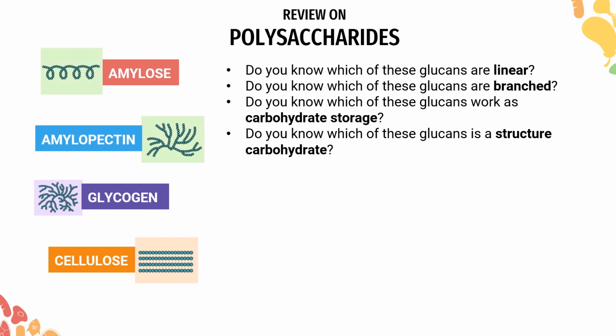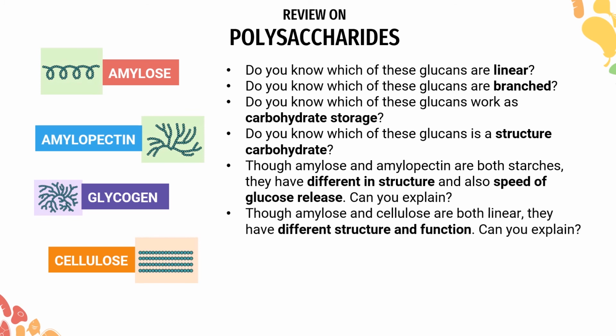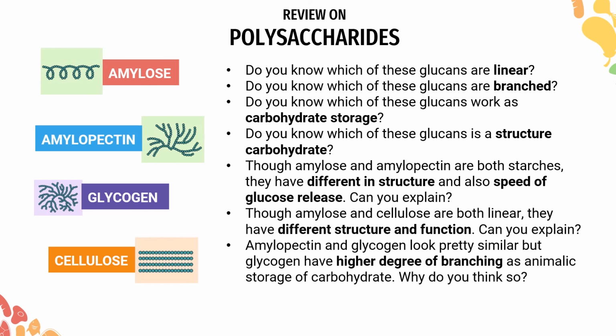Next, amylose and amylopectin are both starches. They differ in structure and also speed of glucose release. Can you explain that? Next, amylose and cellulose are both linear. They have different structure and function. Can you explain that? And last, amylopectin and glycogen look pretty similar, but glycogen has a higher degree of branching as the animal storage of carbohydrate. Why do you think so?